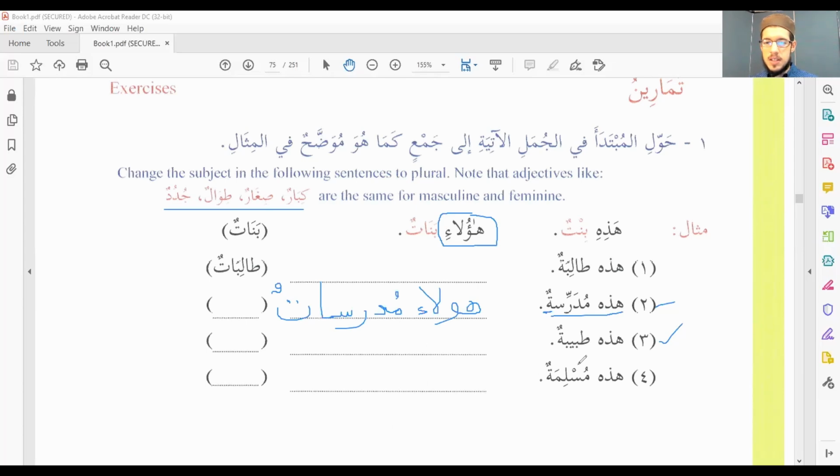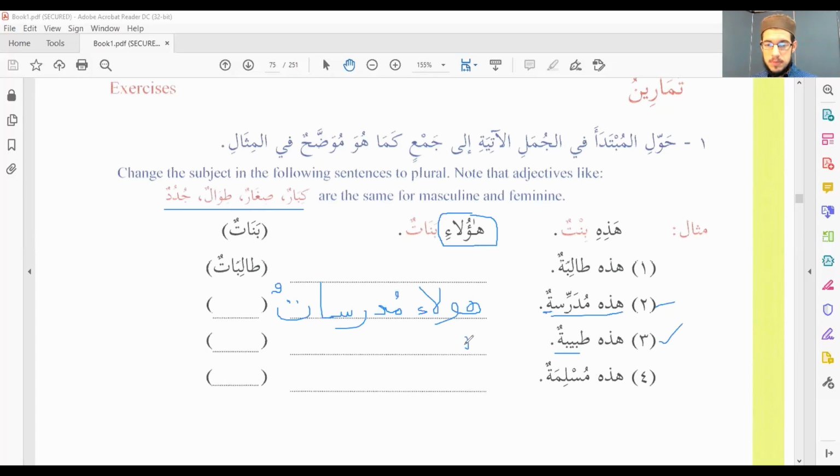No worries. هذه طبيب. And am I just making it feminine? Look carefully. It's already in feminine singular. Oh, sorry. هذه طبيبة. Good. Now you make it plural.